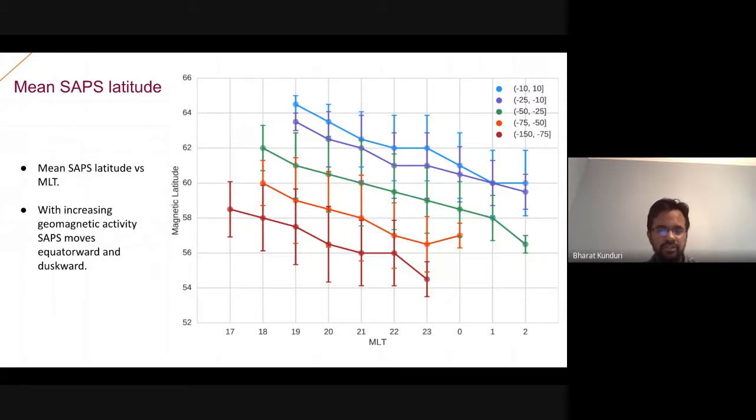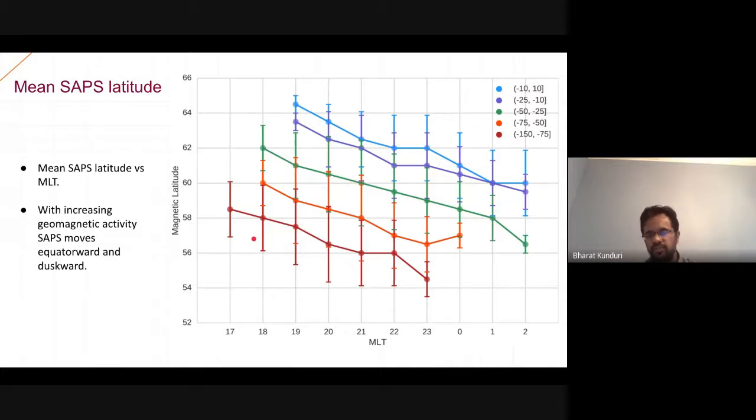It's really clear to observe here. The equatorward motion of SAPS flows can be explained because the auroral oval is expanding during disturbed geomagnetic conditions. So the sub-auroral location is moving further and further equatorwards during strong geomagnetic activities.